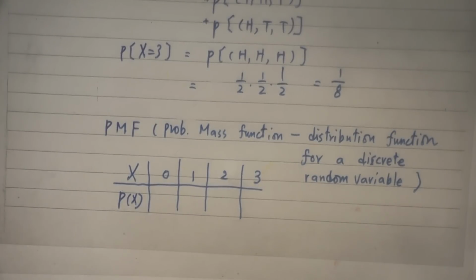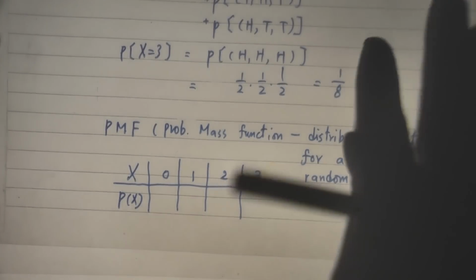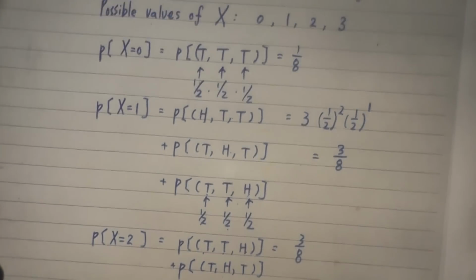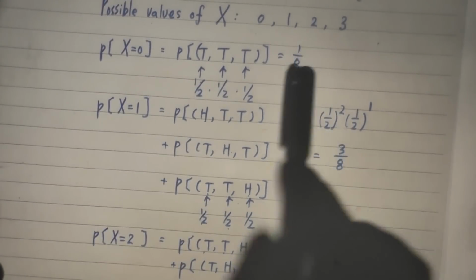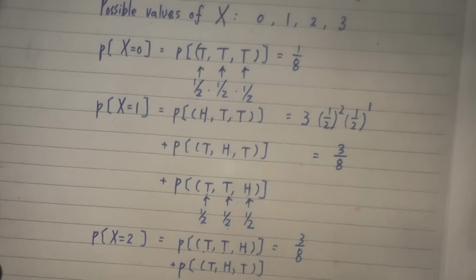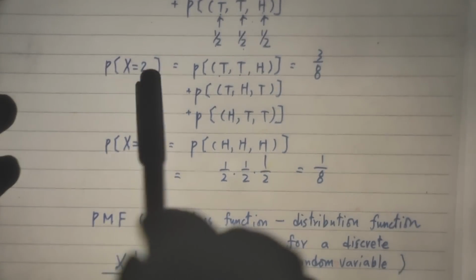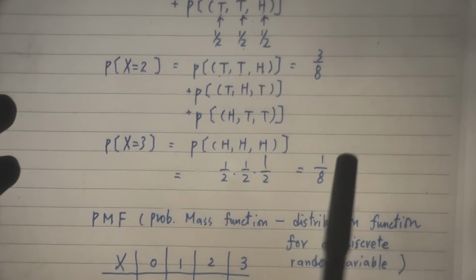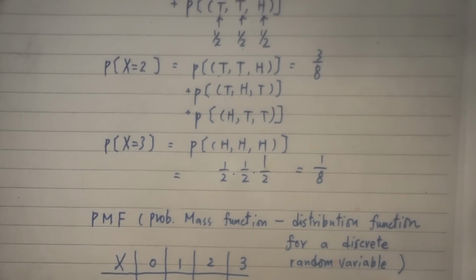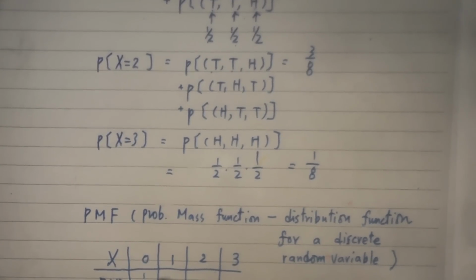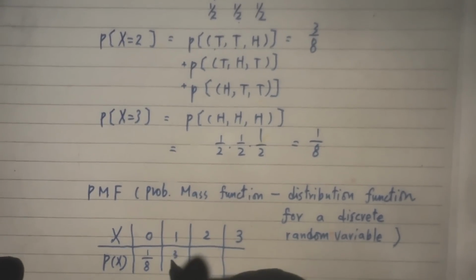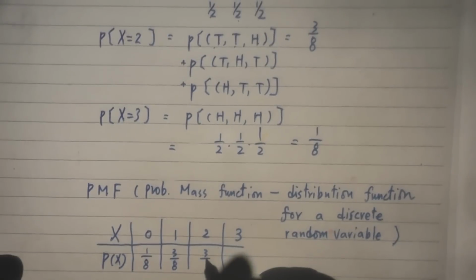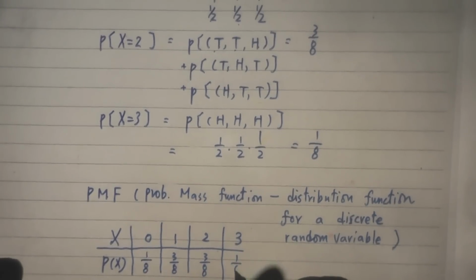Now, X equal to 0, as we have discussed already, is 1 over 8. X equal to 1 is 3 over 8. X equal to 2 is 3 over 8. And X equal to 3 is 1 over 8. So let me copy it one by one. This is 1 over 8. This is 3 over 8. This is 3 over 8. And the last one is 1 over 8.